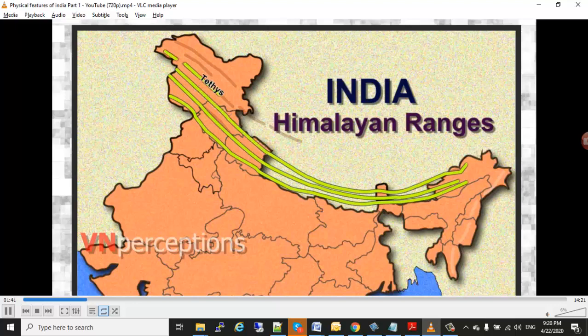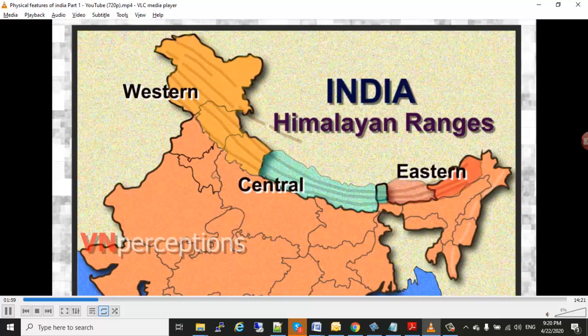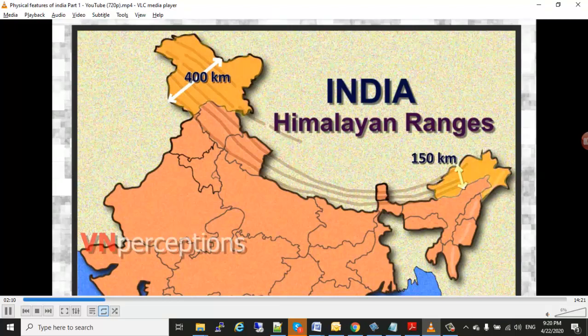Further north lies the Trans-Himalayas. From west to east, the Himalayas are divided broadly into three mountainous regions, that is western, central and eastern. The Himalayas are 2,400 kilometers long and their width varies from 400 kilometers in Kashmir to 150 kilometers in Arunachal Pradesh.